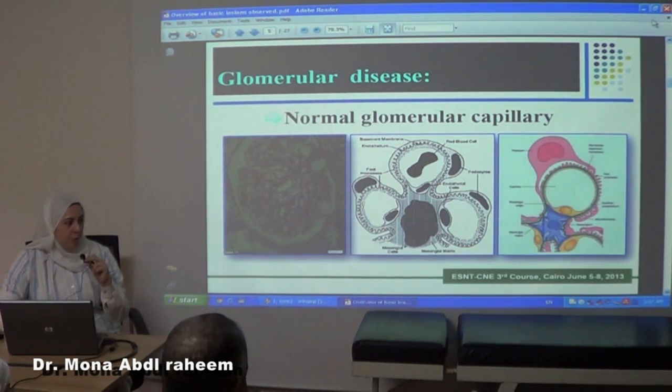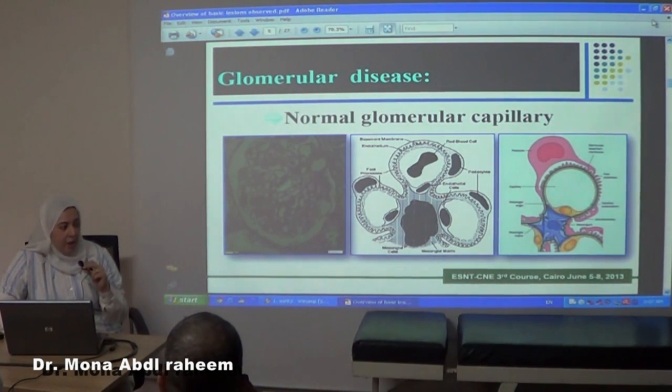To talk about glomerular disease or glomerular pathology, first it is of importance to know the normal histology of the glomerulus.